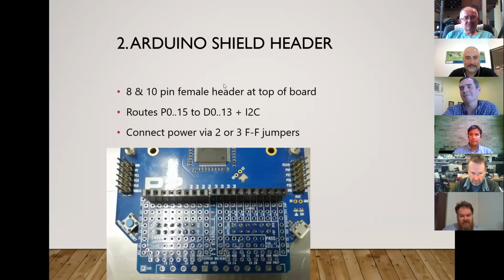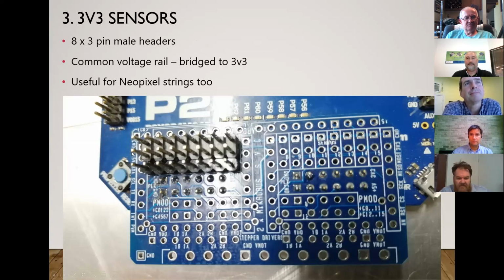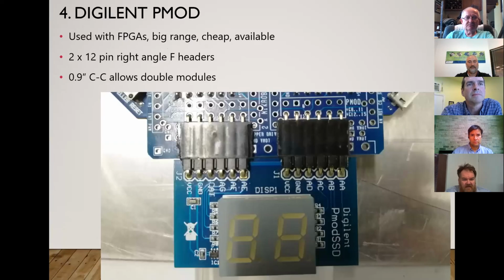Okay, so where we got up to, we mentioned the Arduino header. The next one is 3.3 volt sensors. If you want to connect up 3-wire sensors using servo cables, you can just bridge this rail, which is in the middle here, over to 3.3 volts on this side or 5 volts on the other side, and that gives you a block of 8 headers which can be connected up.